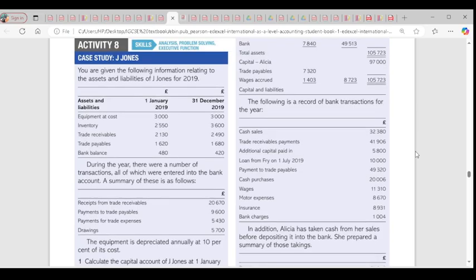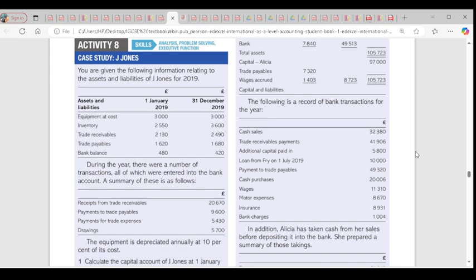We have to prepare the trade payables account and trade receivables account. But before then, there's our statement of affairs, because here they said we should find capital. And to find capital, we need the statement of affairs. So here we have assets and liabilities. The difference between our assets and liabilities will give us our capital. Do you get the point here?